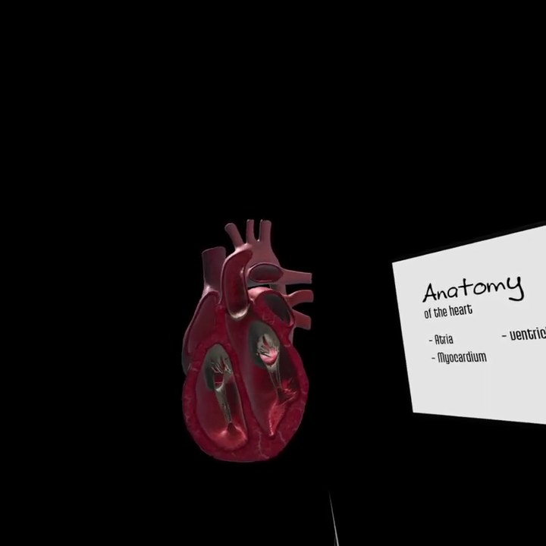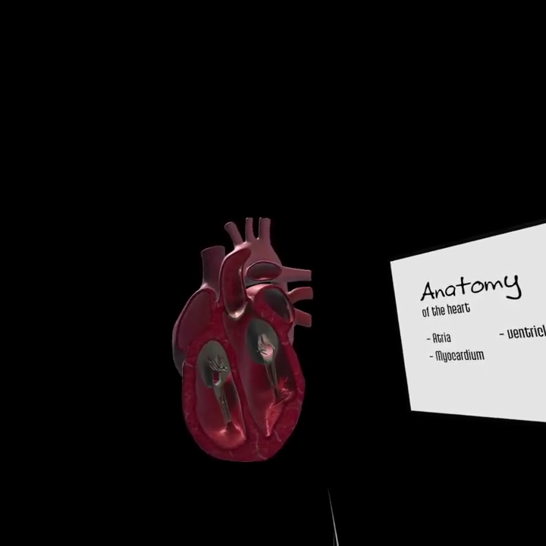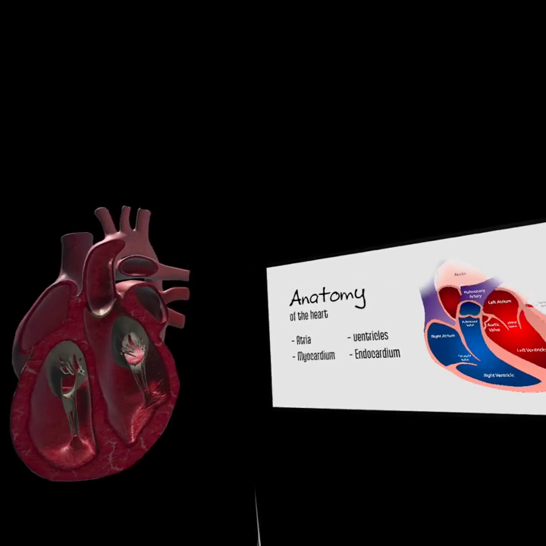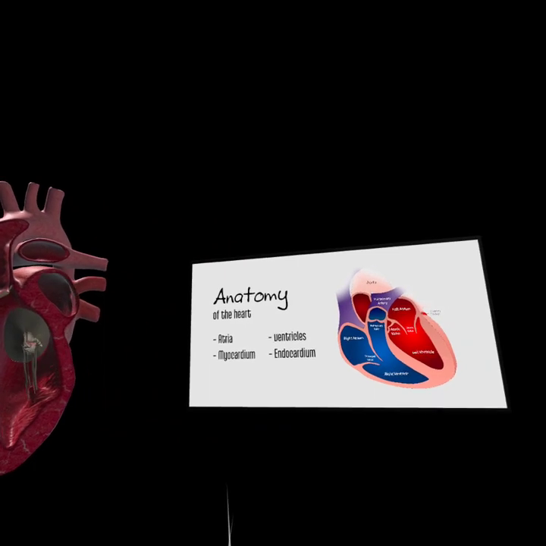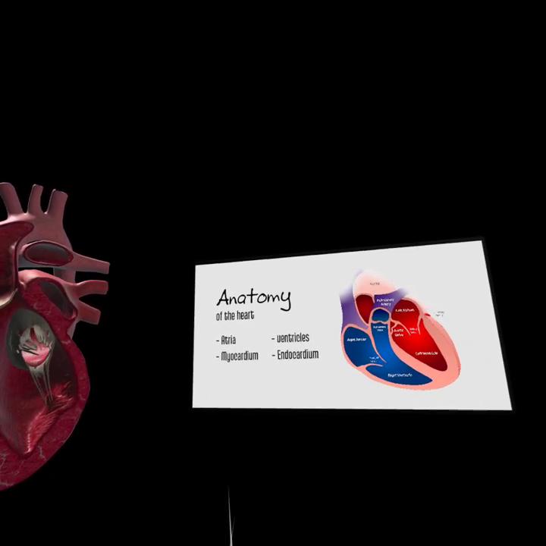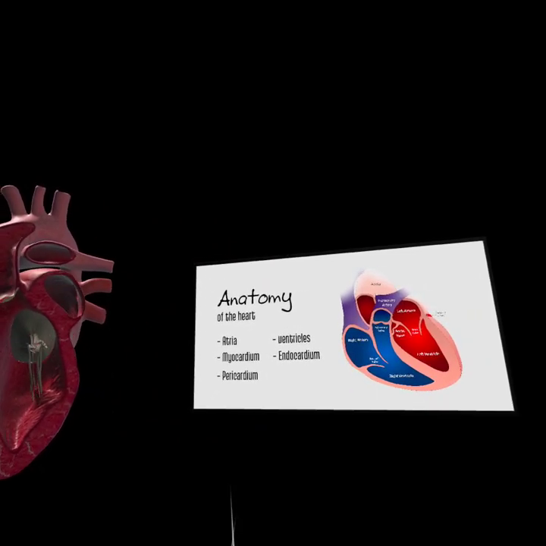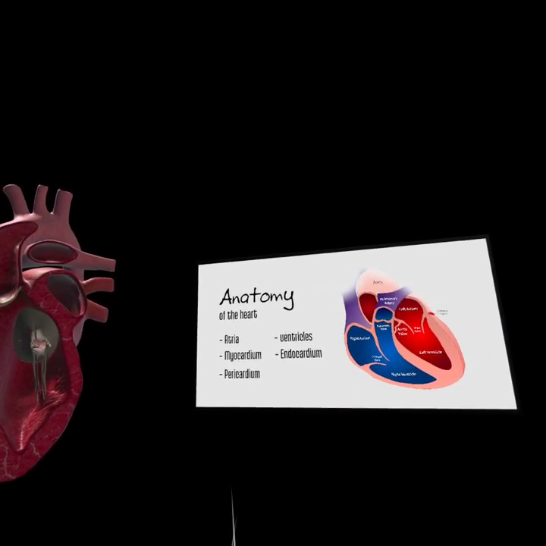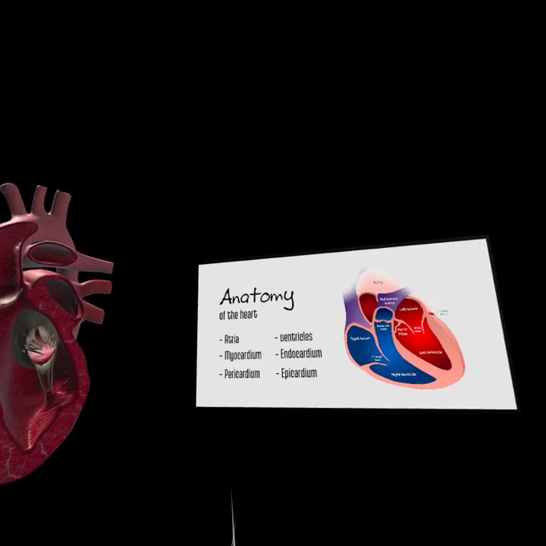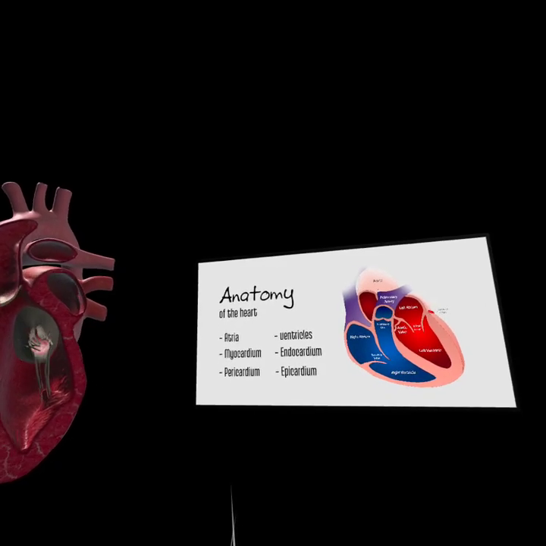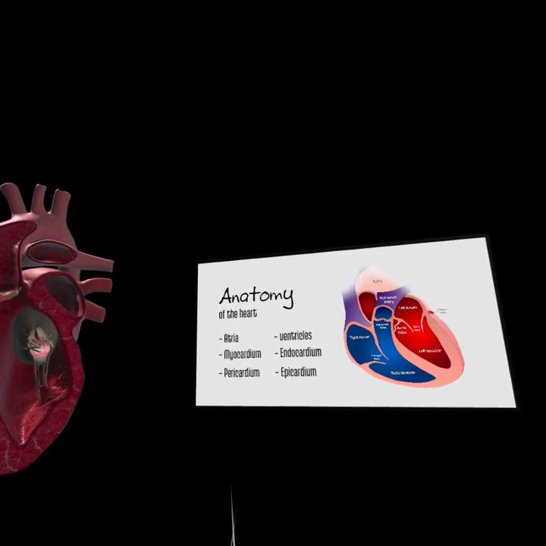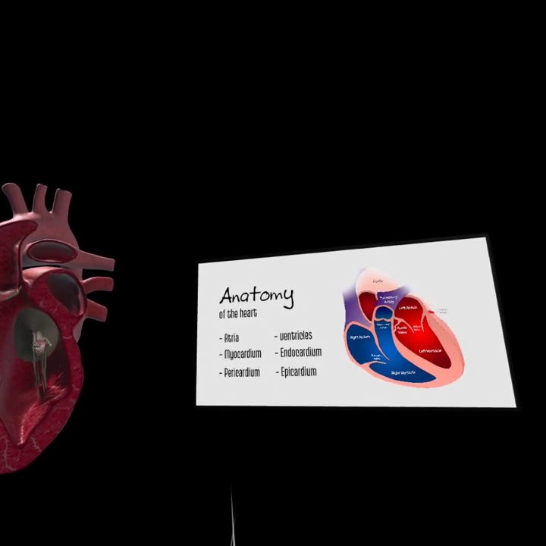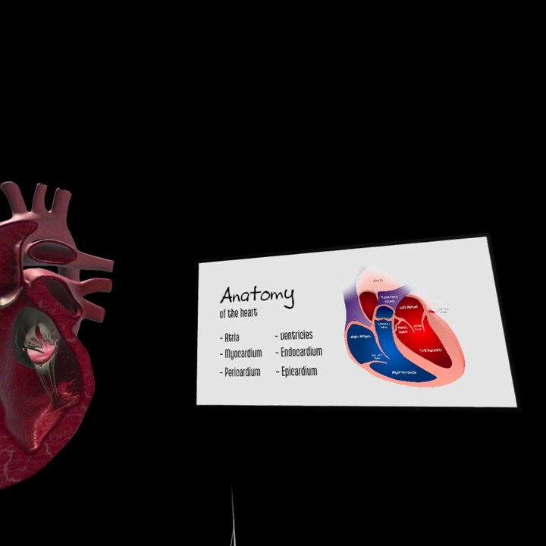The myocardium is the muscular tissue of the heart. The endocardium is the tissue that lines the inside of the heart and protects the valves and the chambers. The pericardium is a thin protective coating that supports the other parts. And the epicardium is a protective layer consisting mostly of connective tissues, and it forms the innermost layer of the pericardium.